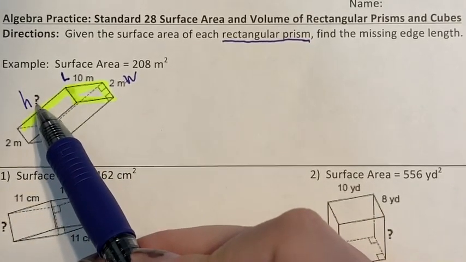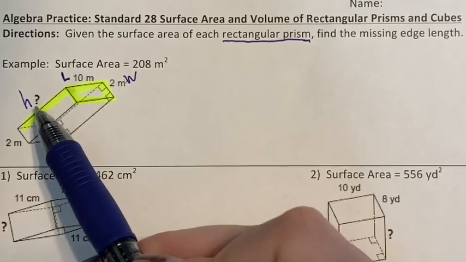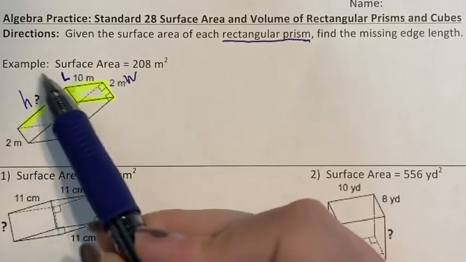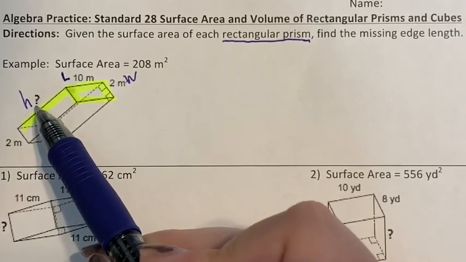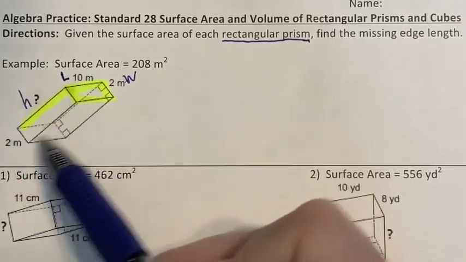In my problem then, I'm going to be trying to find the height, which is what I'm labeling the question mark. If you labeled the question mark length or width, that is fine too. You're always going to be finding just one variable. So whatever variable you have labeled as your question mark, that's what you're trying to find. All right, so we've labeled our figure.